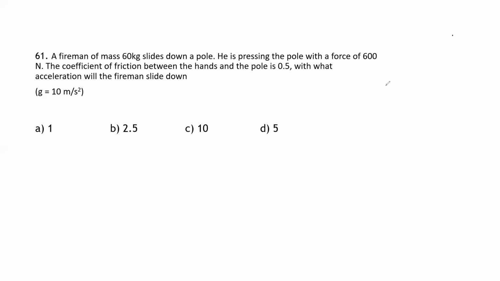The coefficient of friction between the hands and the pole is 0.5. So the coefficient of friction, that is the mu value, is given. With what acceleration will the fireman slide down? In the bracket they have also given the acceleration due to gravity, that is 10 meter per second square.